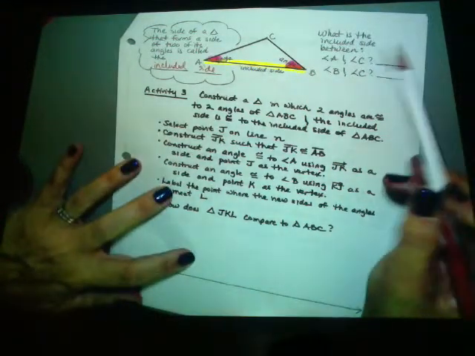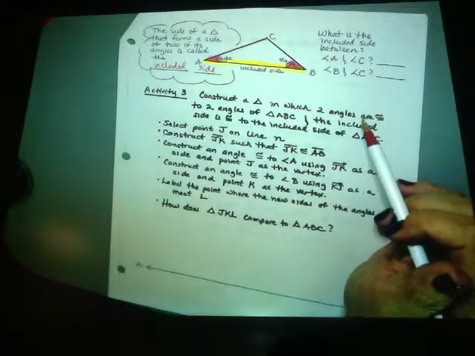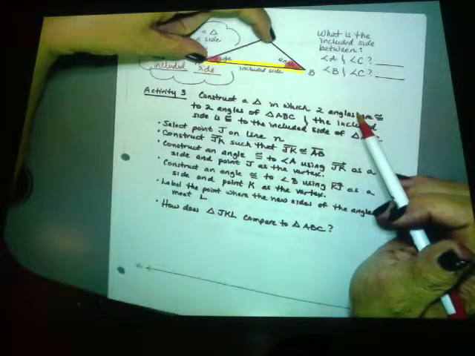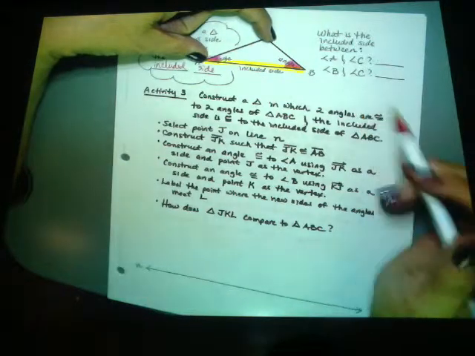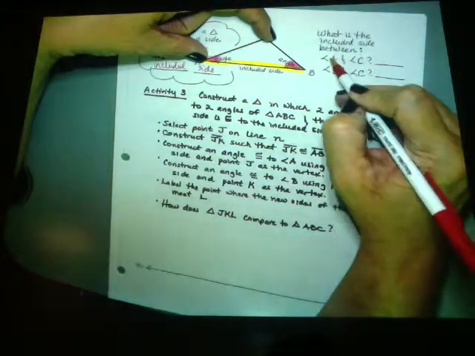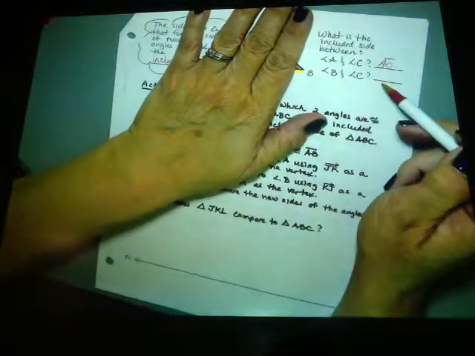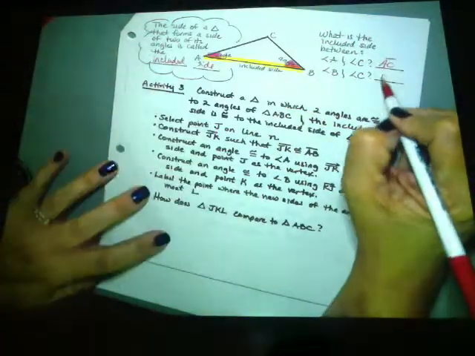Then over here, I want you to tell me, what is the included side between angle A and C? Angle A and angle C. What is the side that is in between them? AC. Do you notice that angle A and angle C give you AC? Bottom segment AC. So without even looking at the picture, what's the side in between angle C. Line segment BC.